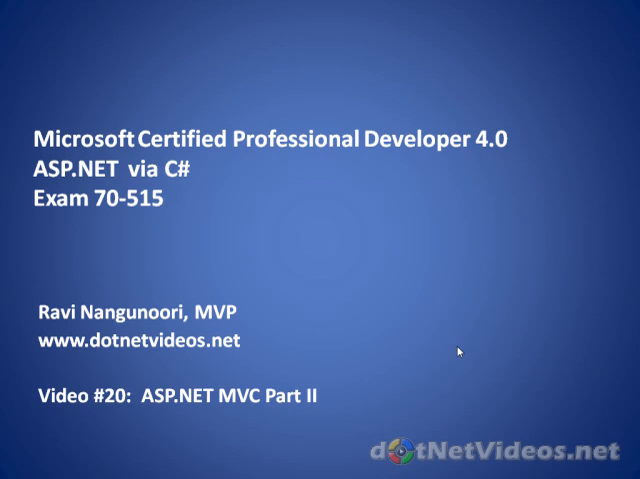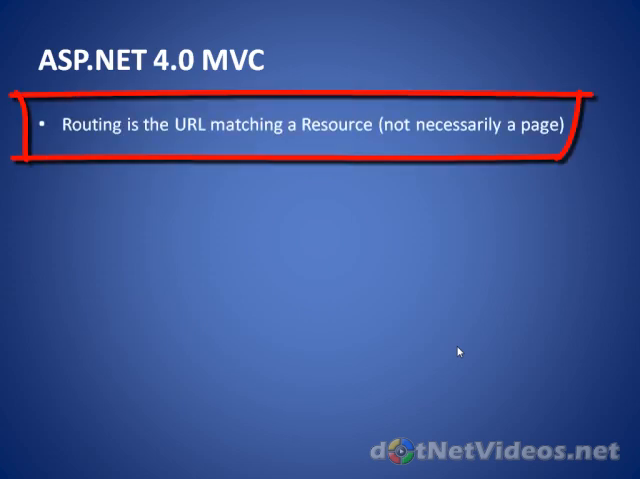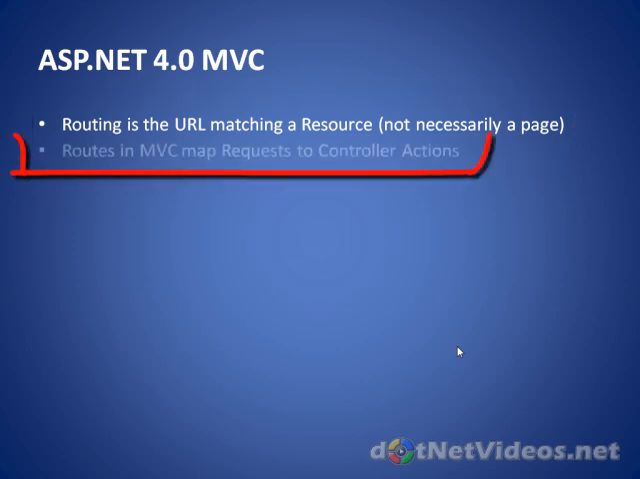So video number 20, we're going to continue on with MVC, talk about ASP.NET MVC. I encourage you to watch video number 19 if you haven't done so. So with ASP.NET 4.0 MVC, routing is the URL matching a resource. Again, not necessarily the URL matching a classic file on disk like you would see with web forms. So we need to understand routing and begin to explore the concepts in depth to truly master MVC.